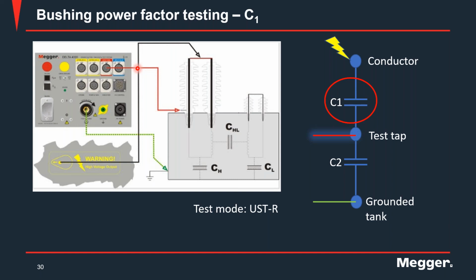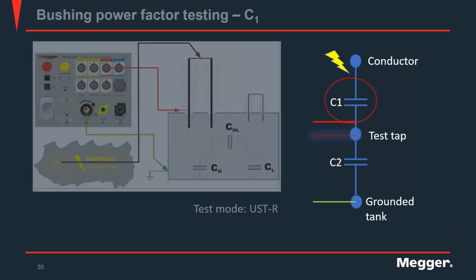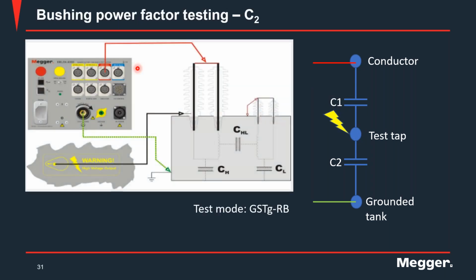To measure the C2 capacitance, you swap the leads again. This time the high voltage cable is connected to the test tab and the red cable is connected up top. But this time you change the test mode to GST-G. With the GST-G mode, you only measure the ground current, and so you ignore the current that flows through the C1 of the bushing, and you only measure the current that flows through the C2 of the bushing. And that's how you measure the C2 of that bushing.